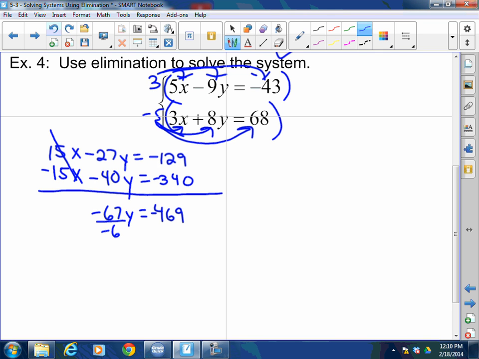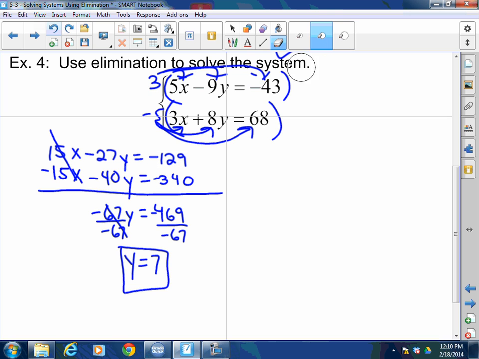Divide both sides by negative 67. And believe it or not, the answer is 7. 7 times 60 is 420. 7 times 7 is 49. 420 and 49, 469. Negative divided by a negative is a positive. Does that make sense? Now that I have that y, I can plug it into either equation.